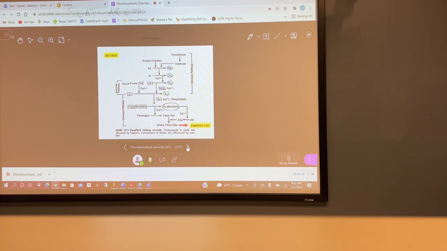When it becomes activated, that's why you put the letter A to it. Then it goes on to activate factor 11. Factor 11 becomes activated, and then it activates factor 9. Factor 9 becomes activated, it now activates factor 10A and all the rest. That is your cascade, that is your coagulation cascade. And at the end of the coagulation is the formation of thrombin.